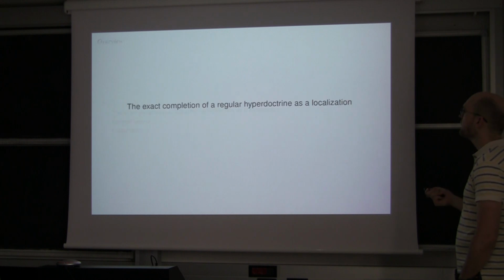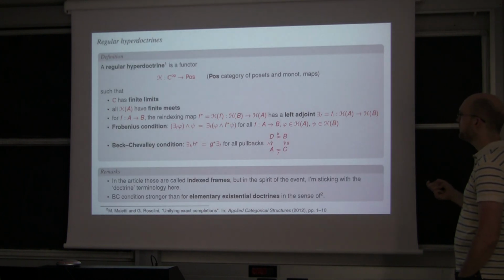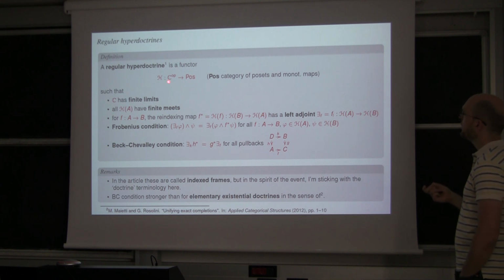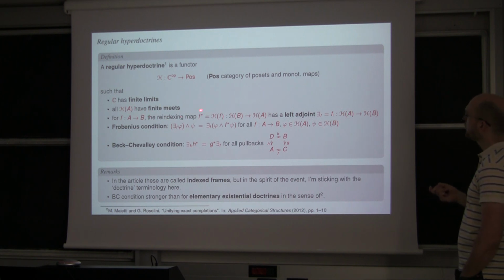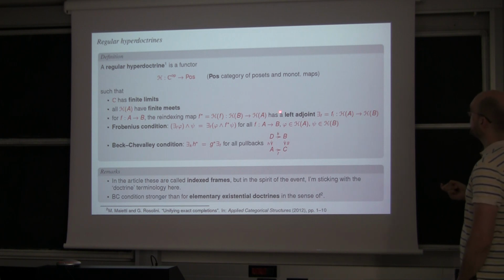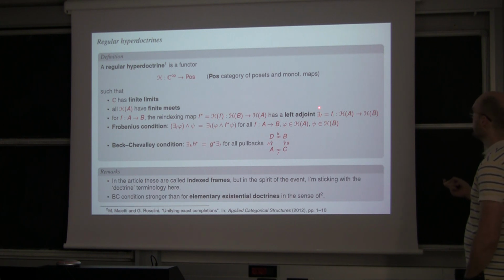So let's start right out with some definitions. By a regular hyperdoctrine, I mean an indexed poset on a category with finite limits where all the fibers have finite meets. Reindexing preserves finite meets, and we have left adjoints to reindexing, written as existential quantification, subject to the Frobenius condition and the Beck-Chevalley condition.